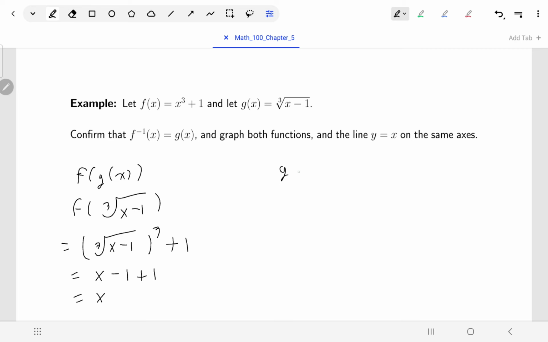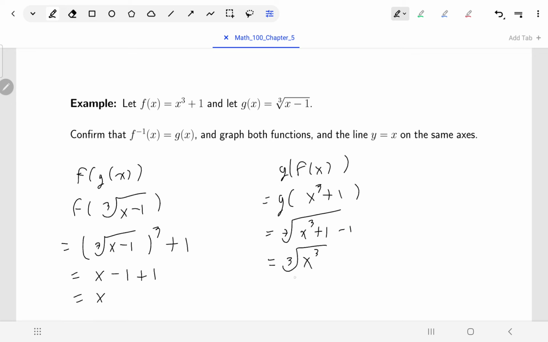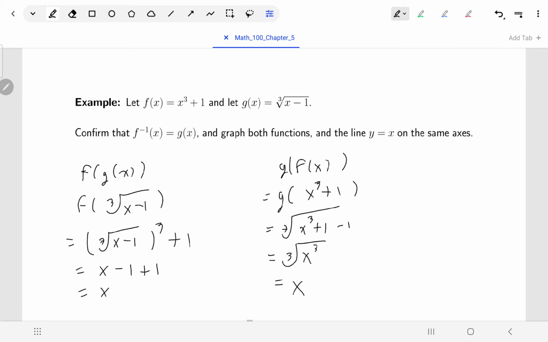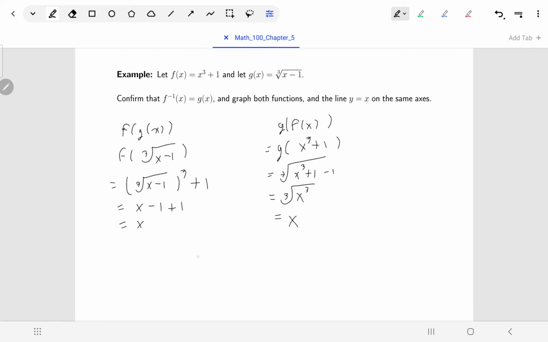And the same thing is also true when I do the reverse, when I put f inside of g. For that, I'm putting that cubic function, x cubed plus 1, inside of g. And that means I'm going to have in my cube root, instead of x minus 1, it'll be x cubed plus 1 minus 1. The plus 1 minus 1 cancel each other out, and I've got cube root of x cubed, and that is just x. So there we go. We've now confirmed that g is going to be the same thing as f inverse.